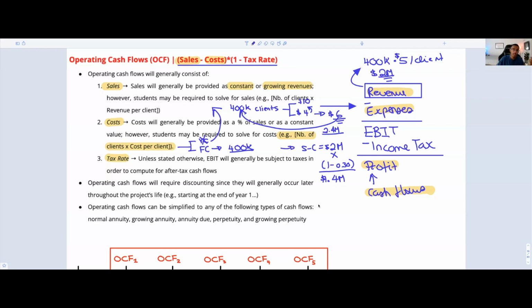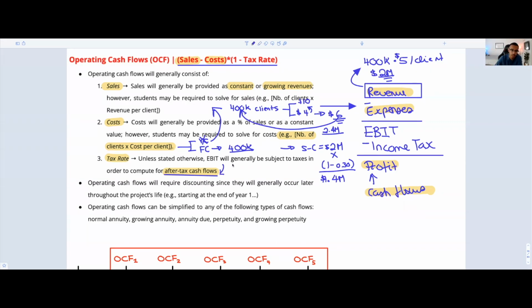Now, one thing I'd like you to remember is that some questions may just straight up give you your after-tax cash flows. Some questions may just say, you know what, you don't need to do all this gymnastic that I just introduced. We're just going to give you after-tax cash flows, and you can run with that. Because if you're given after-tax cash flows, you don't need to calculate your sales, you don't need to calculate your costs, and you don't need to compute your 1 minus tax rate. All right? This will be your input for OCF.